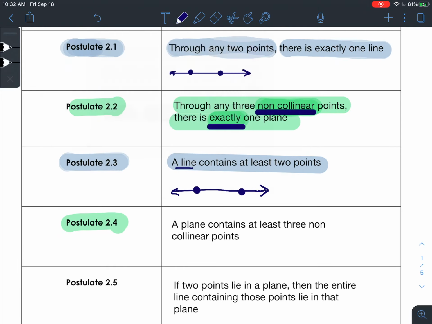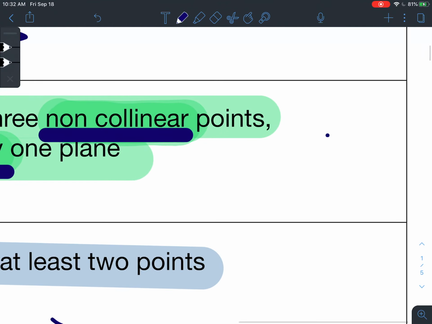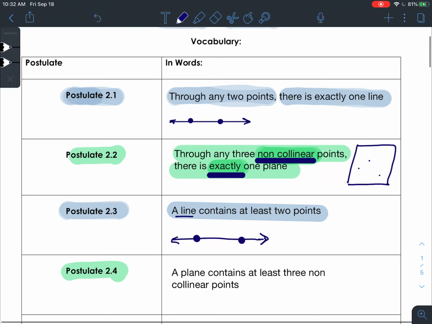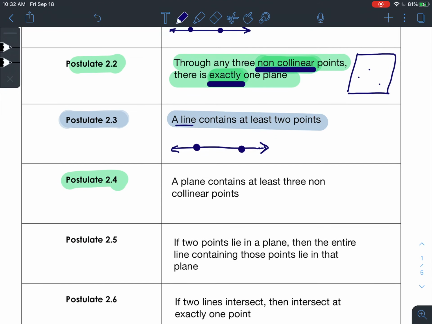So what that means is I'm going to take three non-collinear points. Those are non-collinear because they're not on the same line, and there is going to be a plane that contains them, okay? Now, compare that to postulate 2.4, which says that a plane contains at least 3 non-collinear points. On this one, we're given the plane, and our conclusion is that we have to have 3 non-collinear points on that plane. Once again, it's all about what you're given and what you're concluding.